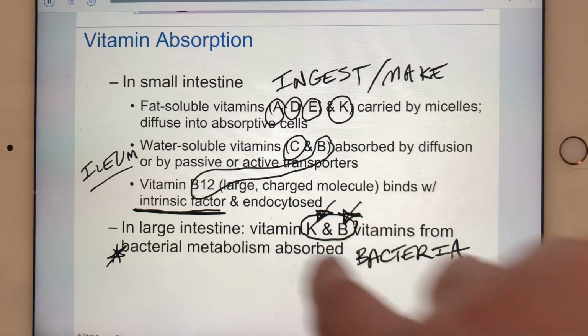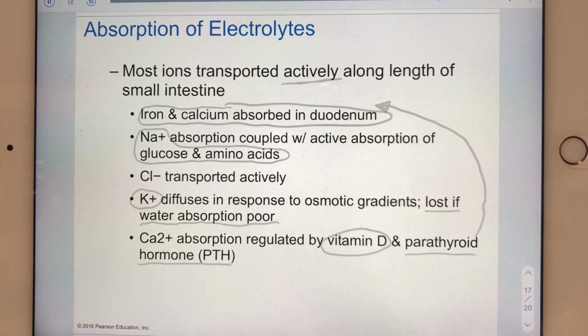Slide 18. We need to reclaim ions from our foodstuffs, and then we're also claiming ions that we've ingested from our foodstuffs. And those are, for the most part, actively transported along the whole length of the small intestine with, keep in mind, it all depends on the ion. So iron and calcium, they tend to get absorbed early on across the wall of the duodenum. Sodium, as you know, is going to be co-transported with carbohydrate monomers and protein monomers. So that's going to happen mostly in the jejunum. Chloride is transported actively, but there's no primary site of that transport, I should say.